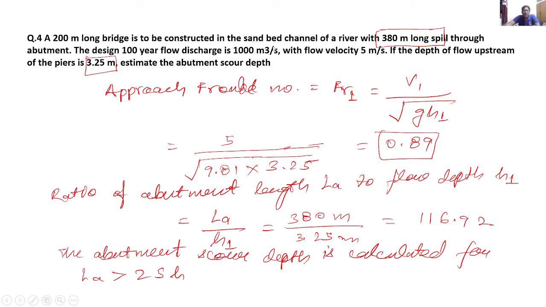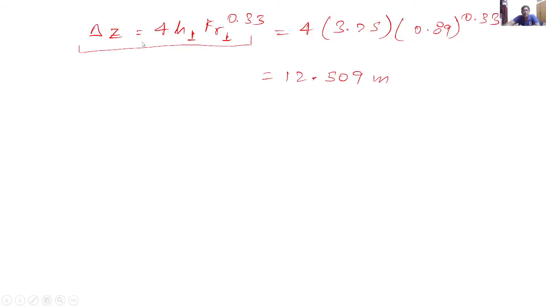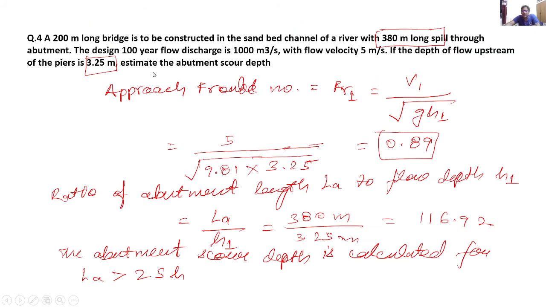Finally, we understood how the abutment scour depth is calculated, which is a kind of empirical expression. You need to remember this expression for it: the approach depth times the approach Froude number to the power 0.33 times 4 gives the scour depth at the abutment.